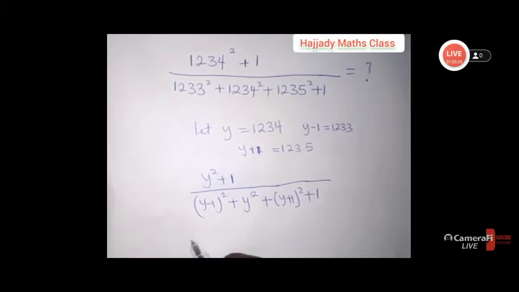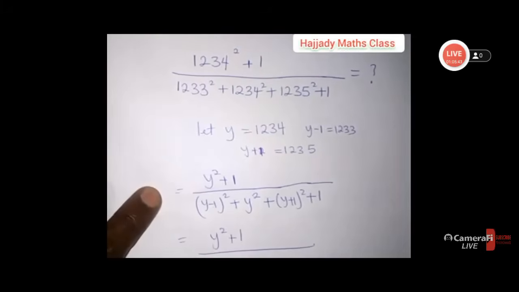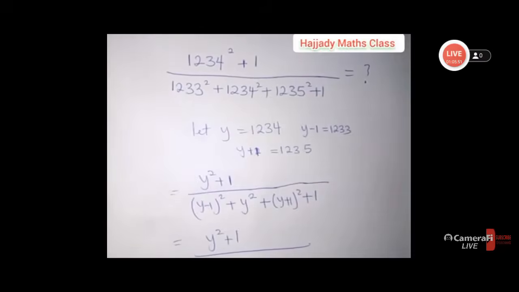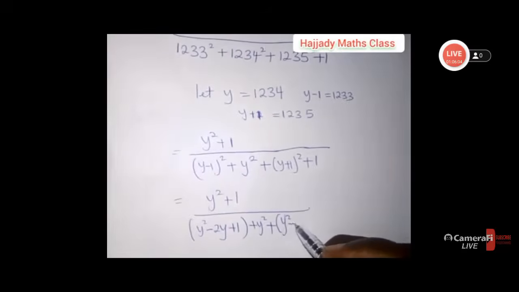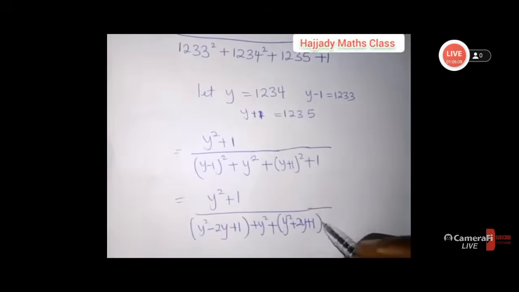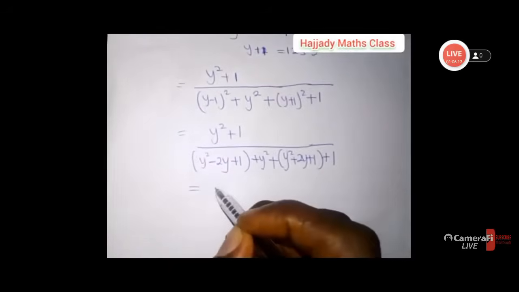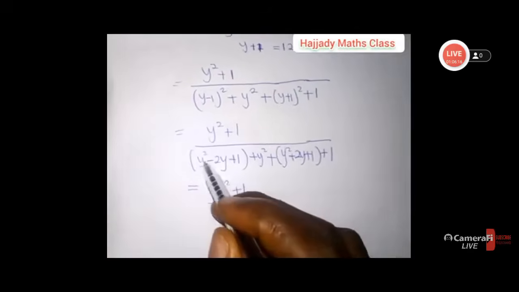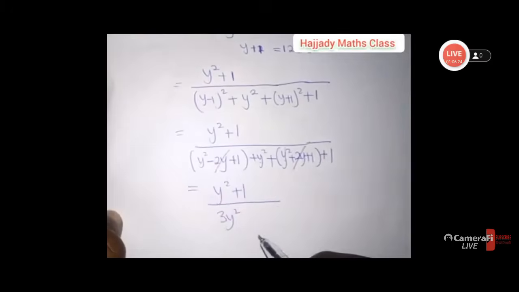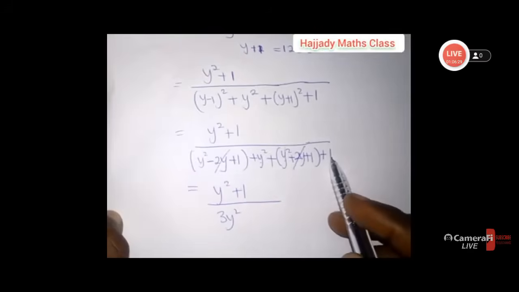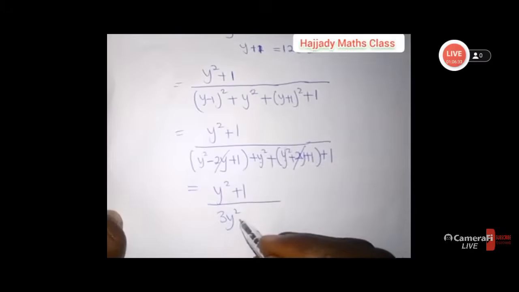Now solving this further, we have y squared plus 1 over, expanding this bracket, we have y squared minus 2y plus 1 plus y squared plus y squared plus 2y plus 1, and we have our plus 1 here. So with this, we have y squared plus 1 over y squared plus y squared plus y squared gives 3y squared, minus 2y and plus 2y cancel out. So we have 1 plus 1 plus 1, we have 3.